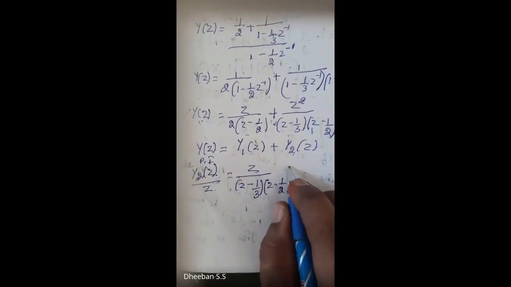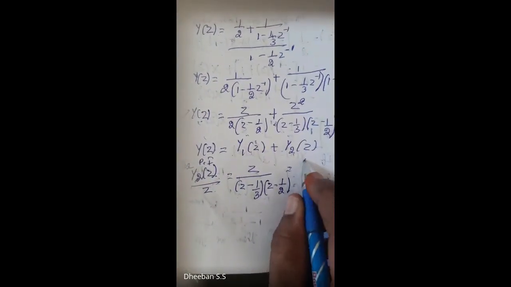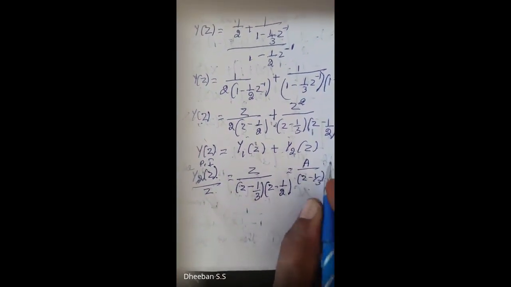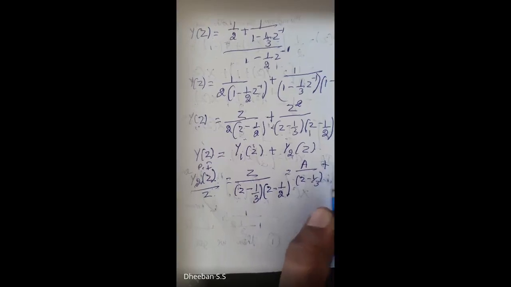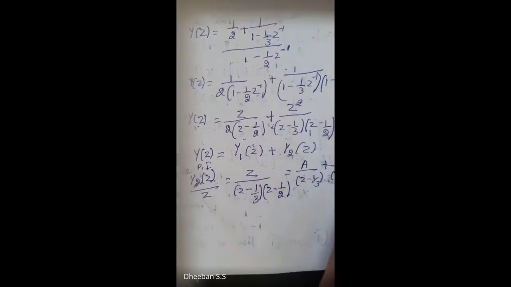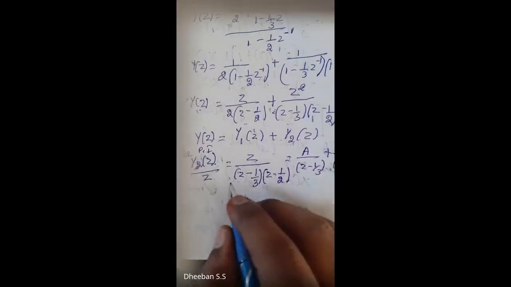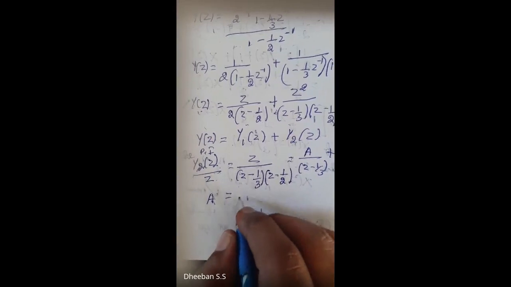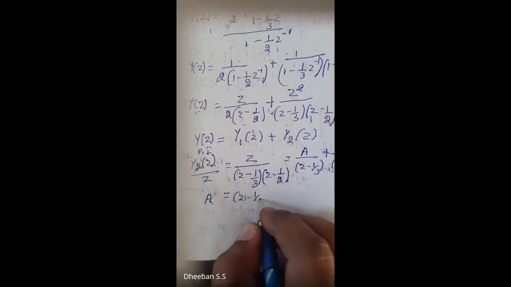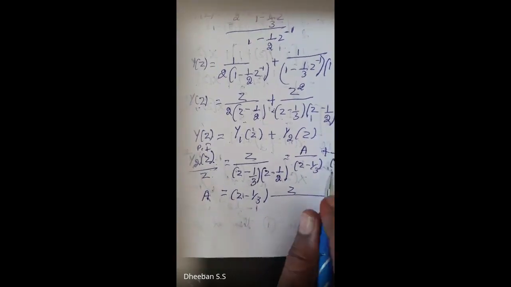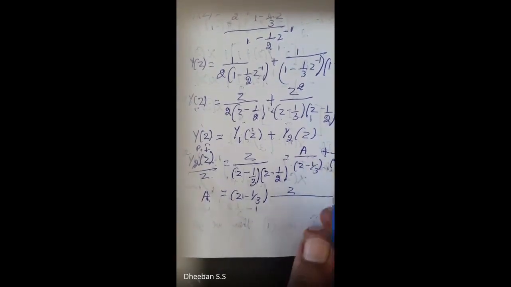So now this value will be equal to A by (z minus 1/3) plus B by (z minus 1/2). Now you have to determine the values of A and B. So A will be equal to (z minus 1/3) into Y(z) divided by z, so you have to take the LCM.